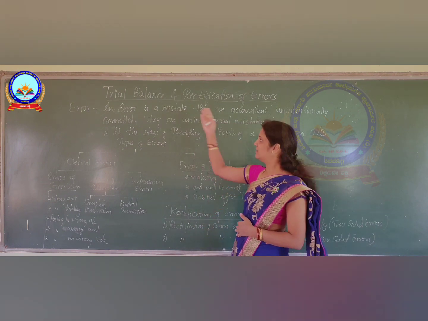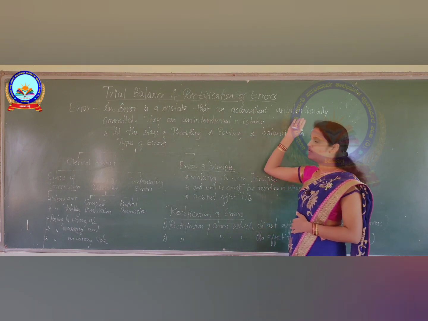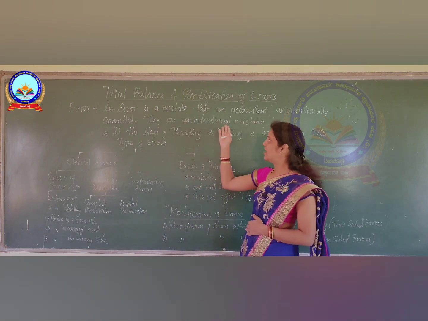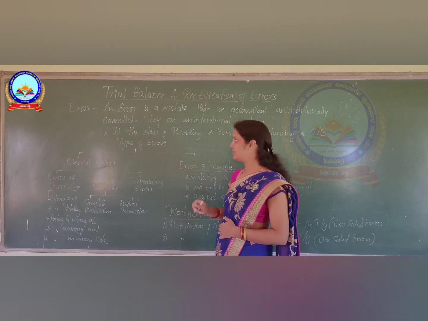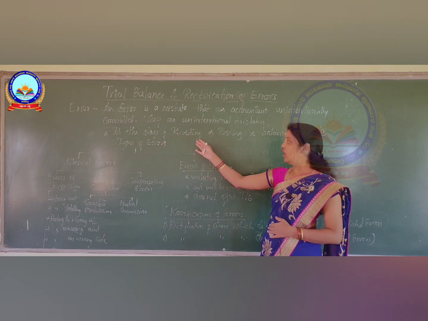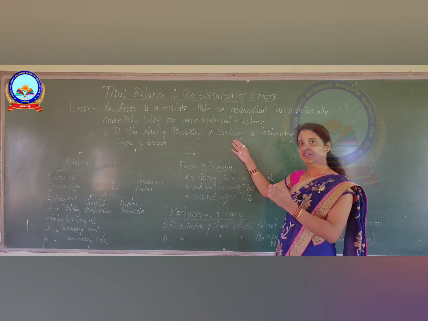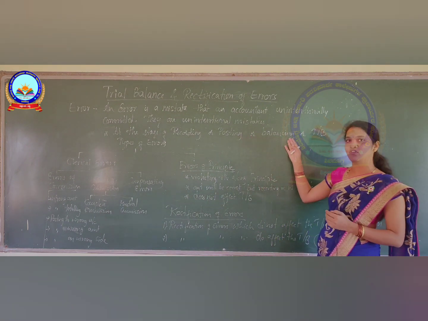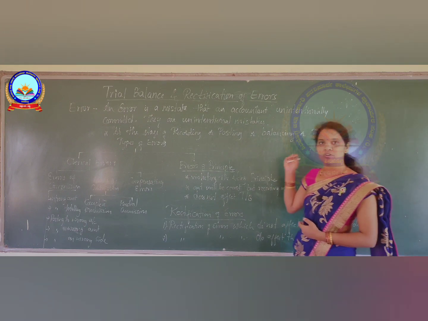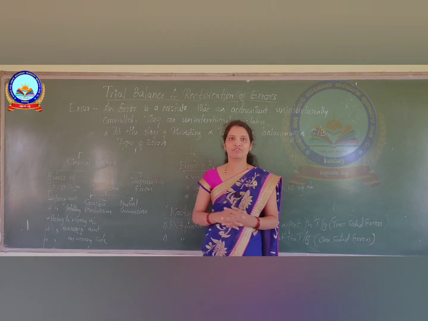Let us see the meaning. Error. An error is a mistake that an accountant unintentionally committed. They are unintentional mistakes. They are committed at the stage of recording or posting, at the stage of posting from journal to ledger, or at the time of balancing the ledger accounts, or at the time of preparation of trial balance. Next, types of errors.